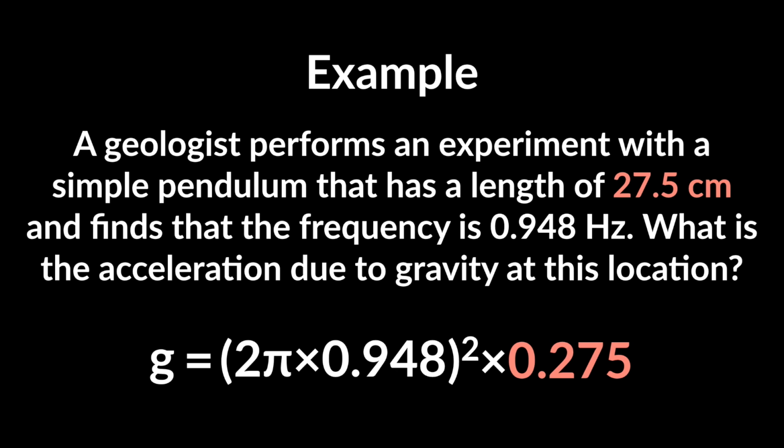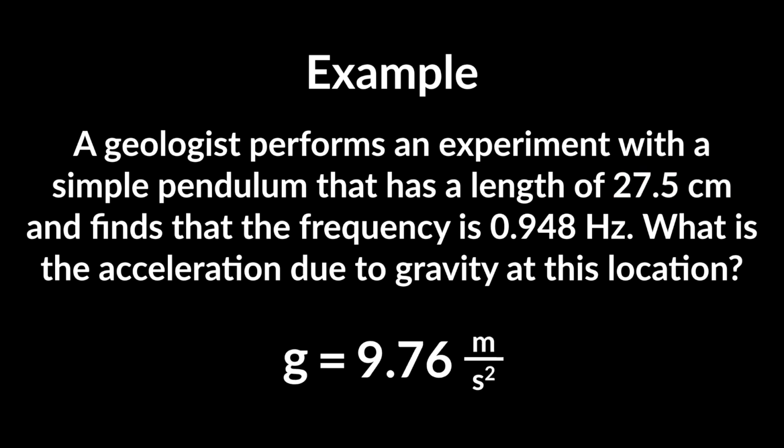Now, typing this into a calculator and solving, we get that the acceleration due to gravity is equal to 9.76 meters per second squared. Since this is less than 9.8, which is the accepted value, we know that the geologist is above sea level. And if you want to find out exactly how high he is, you can go watch the Intro to Gravity video, which will let you calculate exactly the height above sea level.